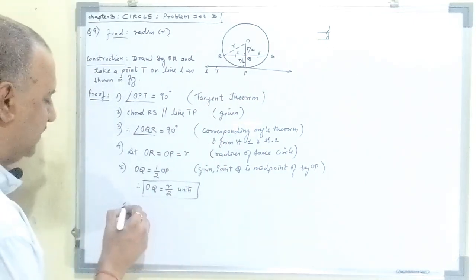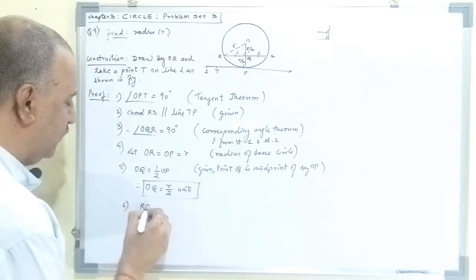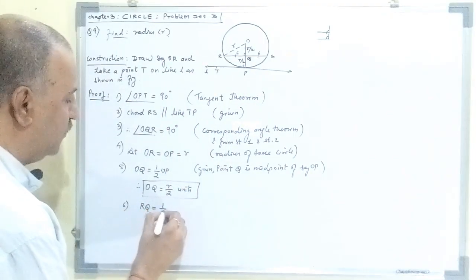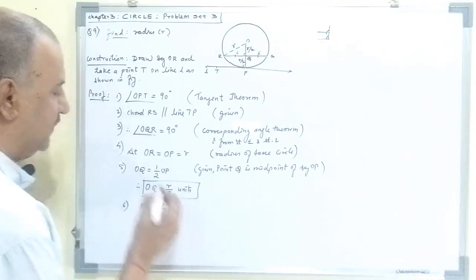अभी नेक्स्ट स्टेटमेंट नंबर 6 देखो. RQ फाइंड करना है. RQ is equal to half RS. Reason?